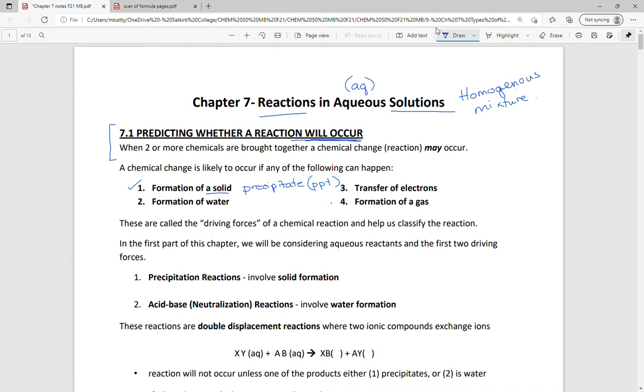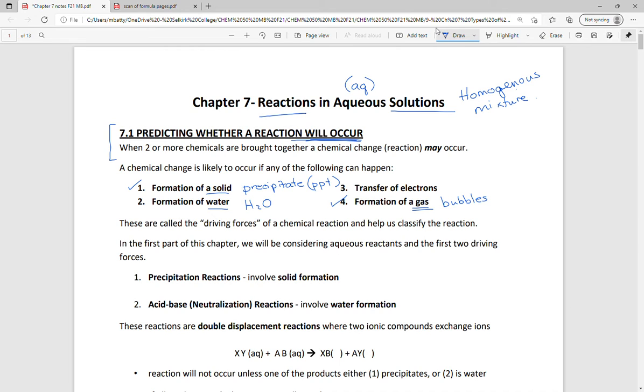The other one is bubbles. If there's a formation of a gas, then that's something you would notice. And those are things that you can see. And those are things that we talked about with signs of a chemical change or signs of a chemical reaction. The other ones are a little bit more invisible. And so we're going to talk about two other drivers: the formation of water as a product in a chemical equation. That's one of the drivers of chemical equations.